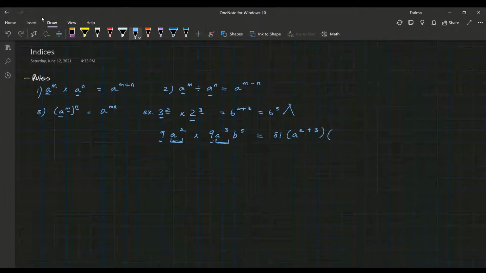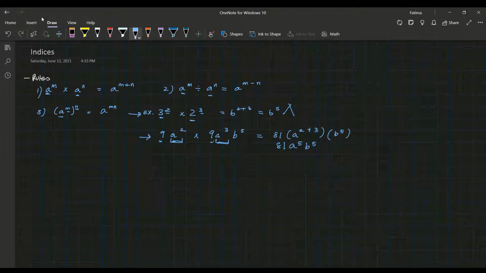And then for b, we don't have anything on the left hand side, so we'll just have b to the power 5 over here. So this would be 81 into a to the power 5 b to the power 5. So the difference was that in the earlier example, there was nothing common. But in this example here, we had some variables that were common, and that's why we can apply the first two rules.